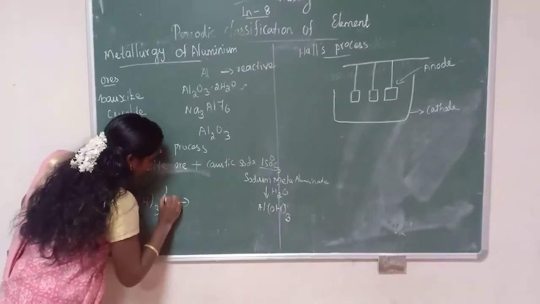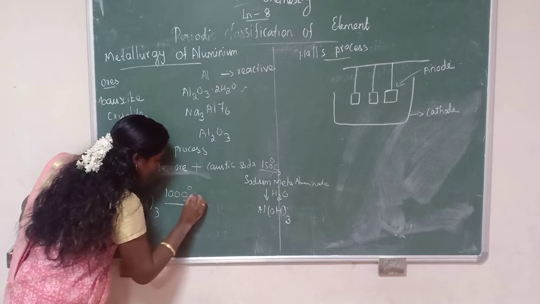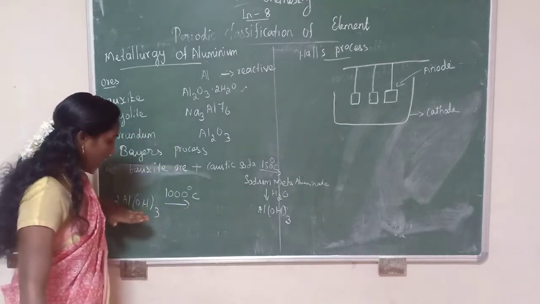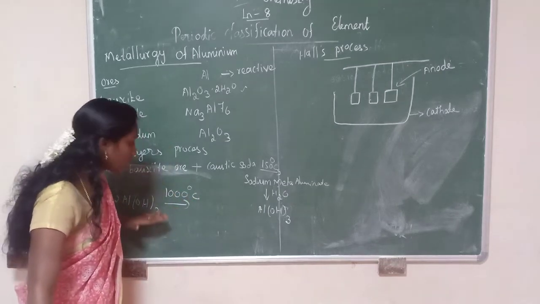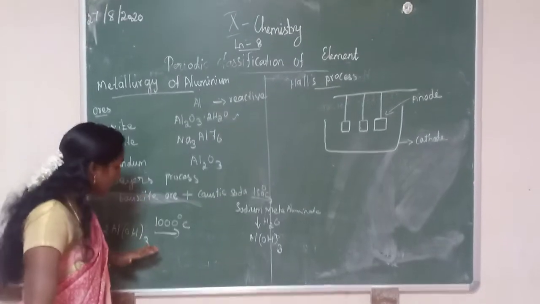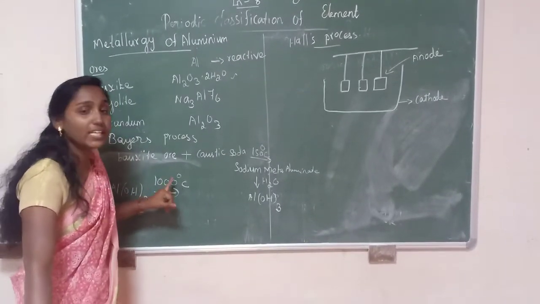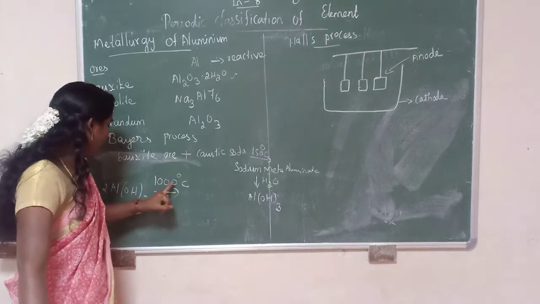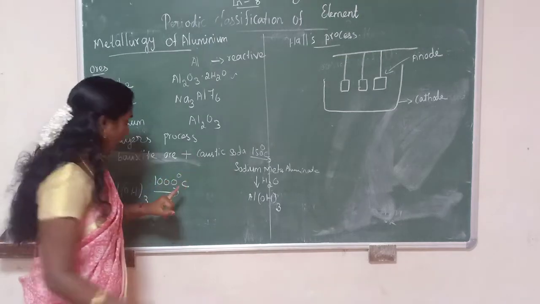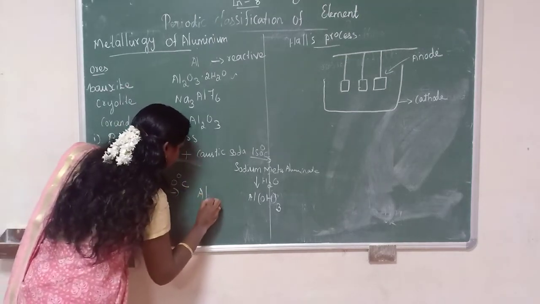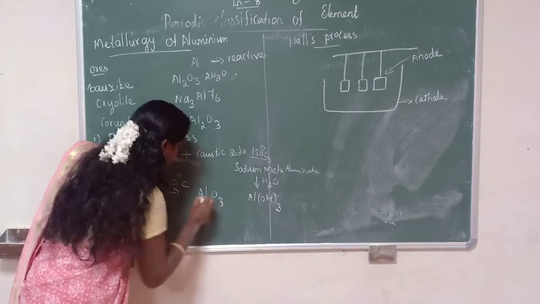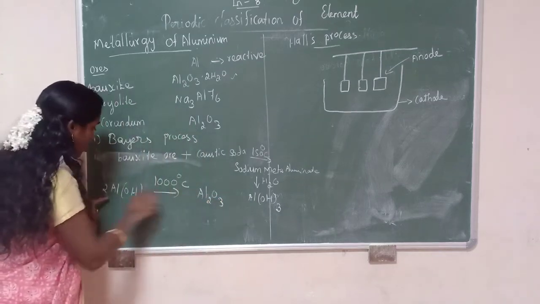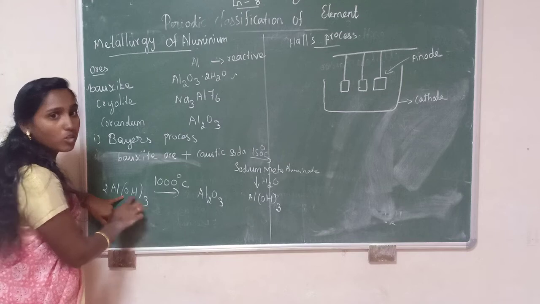Again, wash it and dry it at 1000 degrees Celsius. Take this aluminium hydroxide precipitate, wash it, filter it and dry it at 1000 degrees Celsius. You will get alumina. Alumina formula is Al2O3. Al2, aluminium 2. Al2O3, then this oxygen.